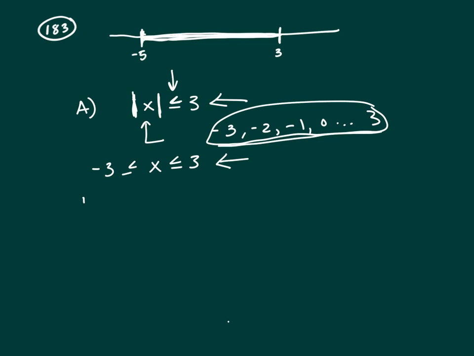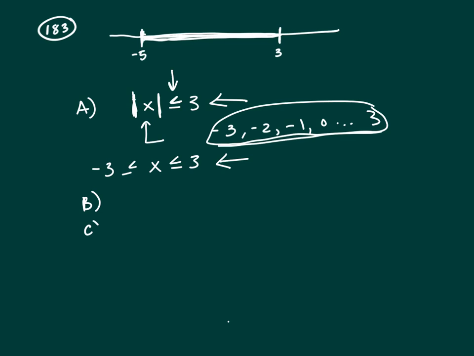So let's look at B. Obviously A is not the answer because A means everything in between -3 and 3, and we want everything in between and including -5 up to 3. Look at B. B, well, that's not going to work either. B is everything in between -5 and 5, so you can skip that.